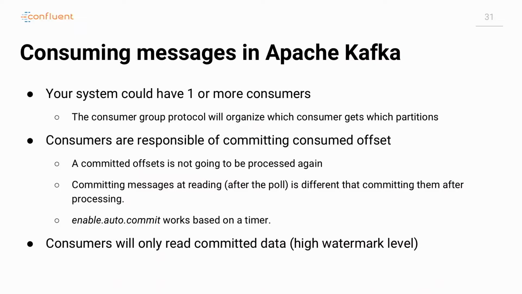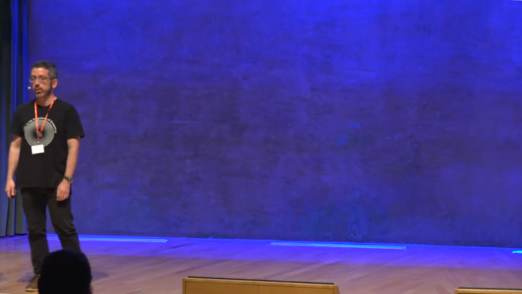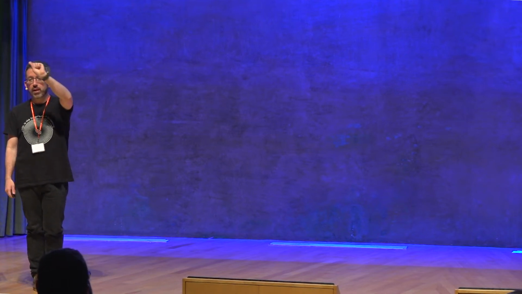Your system could have one or more consumers. They are organized by the consumer group protocol. The consumers are responsible for committing the offset. It means telling Kafka, the topic and the partition, I've read your message. I got it. You can't forget about that. You can move me one step forward.